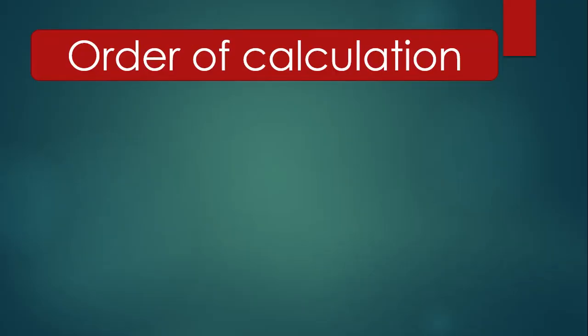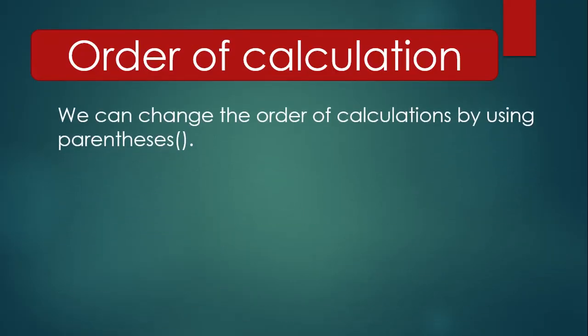Next topic is order of calculation. We can change the order of calculation by using parentheses. It means by using brackets or parentheses, we can change the order in which Excel performs the calculation. Because Excel will perform the calculation inside the parentheses firstly, then it will perform the other calculations.